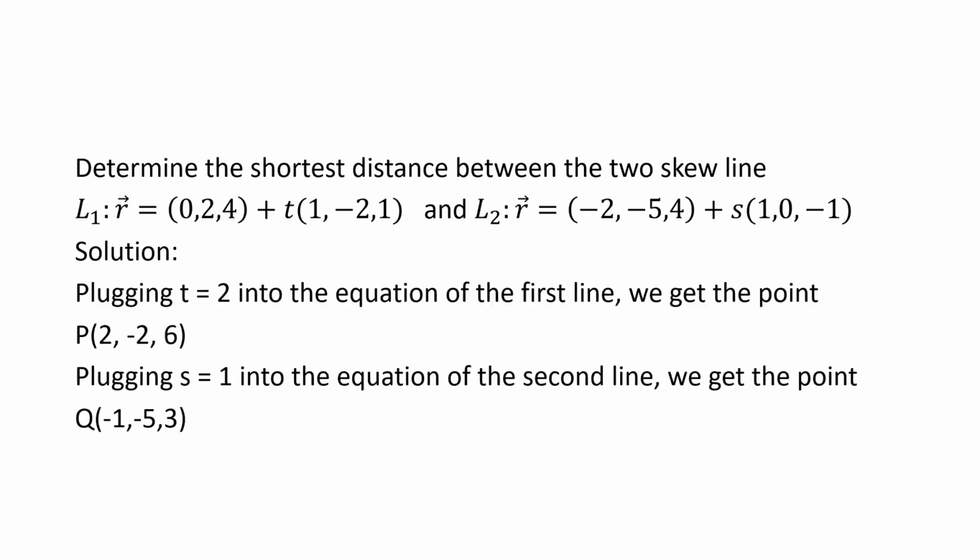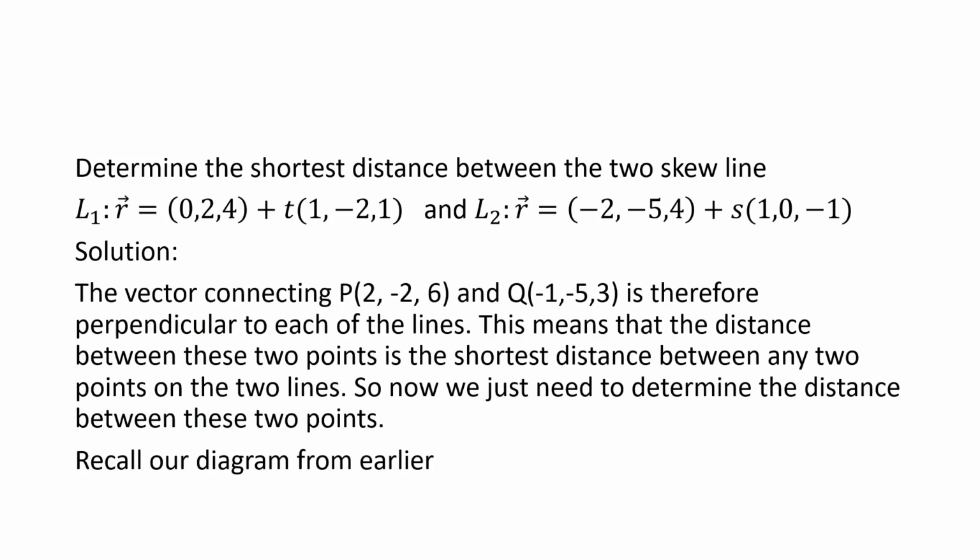So plugging t equals 2 into the line that has t as a parameter, we get that the point P is 2, negative 2, 6. And plugging an s value of 1 into the line with s as a parameter tells us that point Q is negative 1, negative 5, 3. So the vector connecting P (2, negative 2, 6) and Q (negative 1, negative 5, 3) is therefore perpendicular to each of the lines. That means the distance between those 2 points is the shortest distance between any 2 points on the lines. So now we just need to determine the distance between those 2 points.